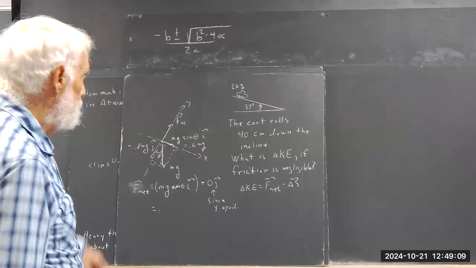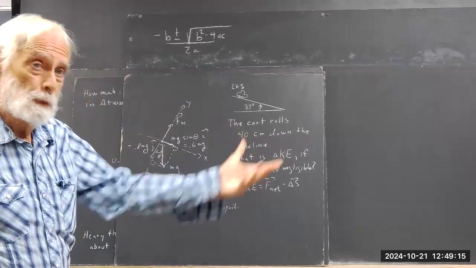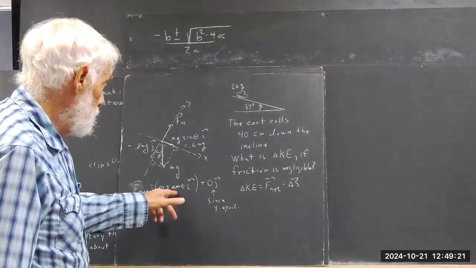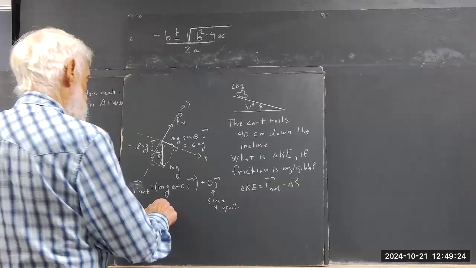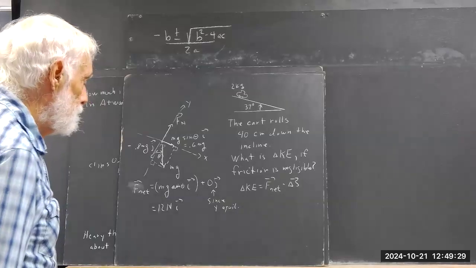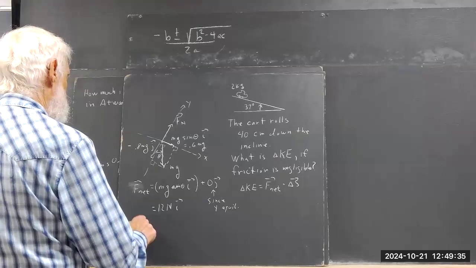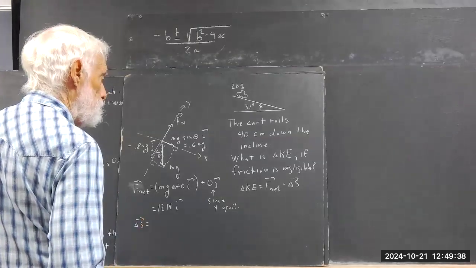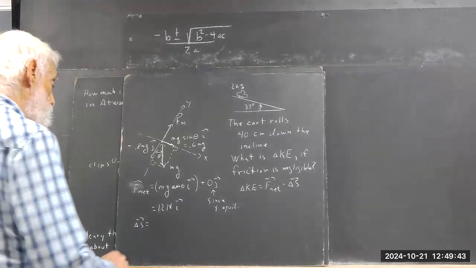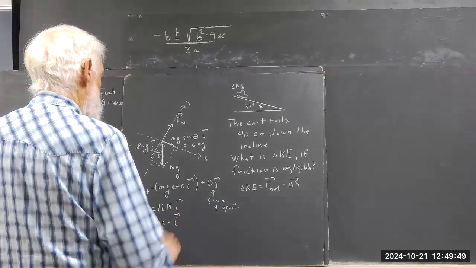And when we work this out, mass is 2 kilograms, multiply that by 10 meters per second squared, just to keep the numbers simple. We get 20 newtons. And we multiply that by the sine theta, which is 0.6, and we get 12 newtons times i. Now what's delta S? Well, it's 40 centimeters times your i vector.